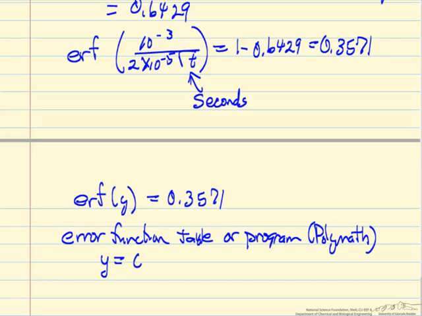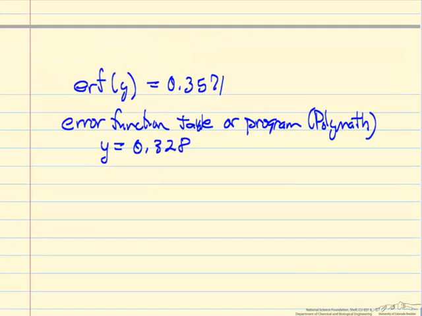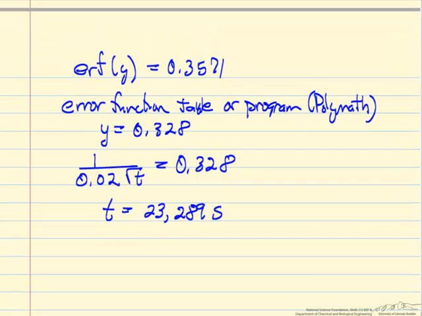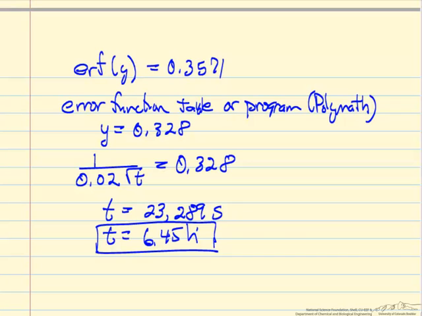Y is 0.328, which means this term here is equal to 0.0328. So the time is a large number of seconds, or 6.45 hours. So this is the time to diffuse in so that 1 millimeter in has a concentration of 1% carbon.